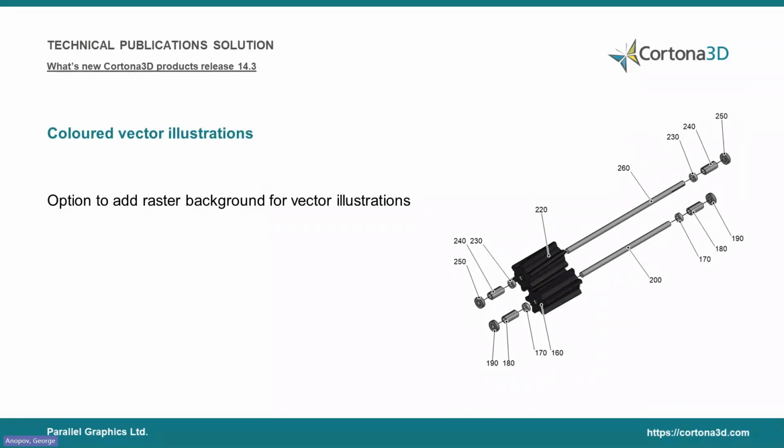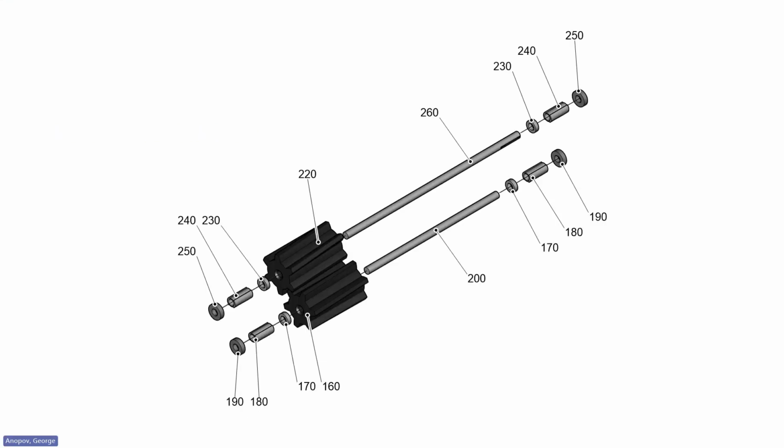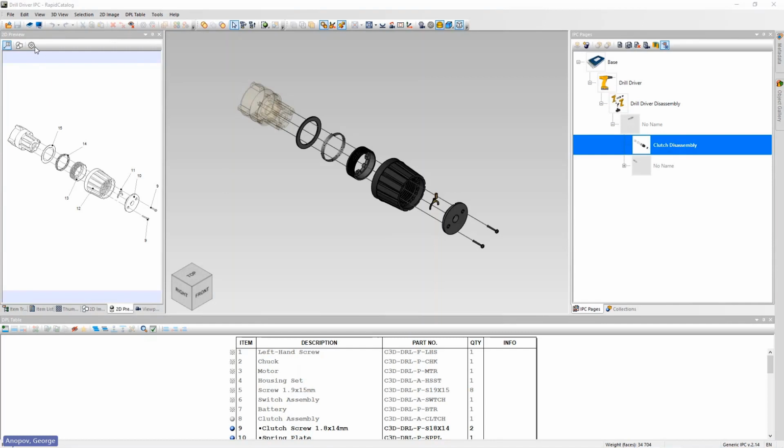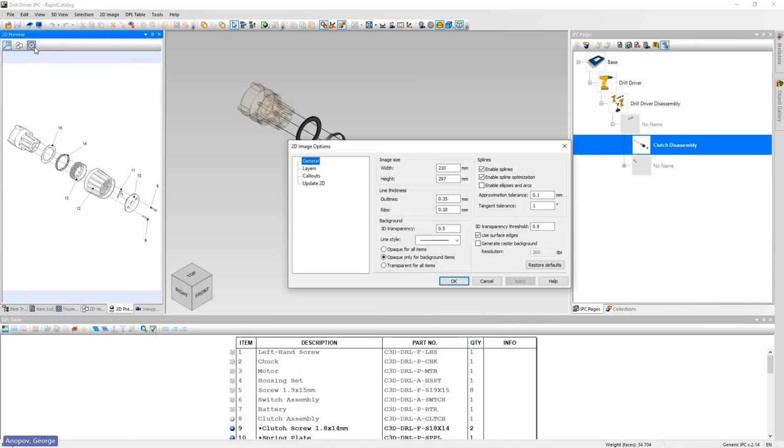Let's look at another enhancement relating to illustrations. As you may be aware, vector illustrations created in RapidAuthor used to be black and white upon creation. Adding color to vector images required manual editing, such as injection of a raster component beneath the vector layer. In this release, we added the capability to create a raster background beneath the vector image automatically. To enable this, go to 2D image options and check the Generate Raster Background option.